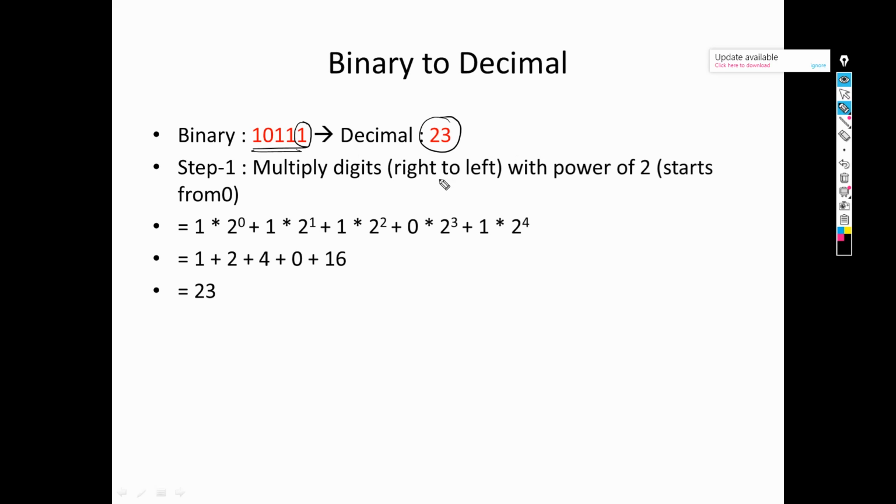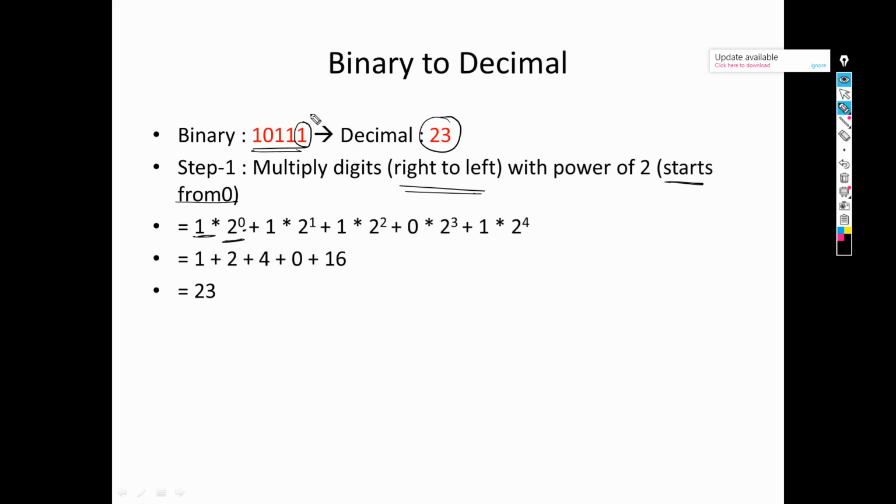We need to start from the rightmost. So I have taken 1, that is to be multiplied by a power of 2. So the initial power of 2 should be 0. Here I have written the power of 2, it starts from 0. So 1 into 2 power 0.